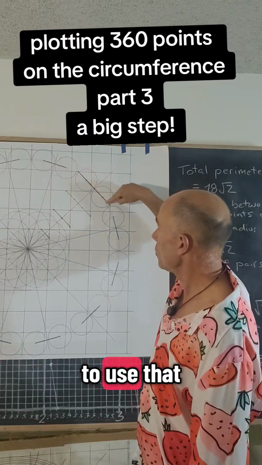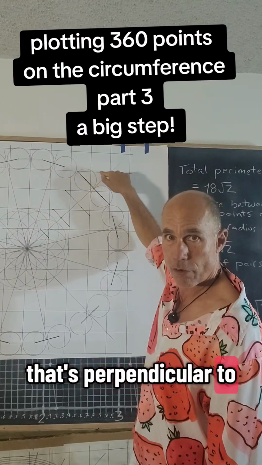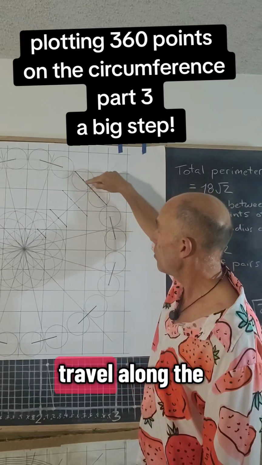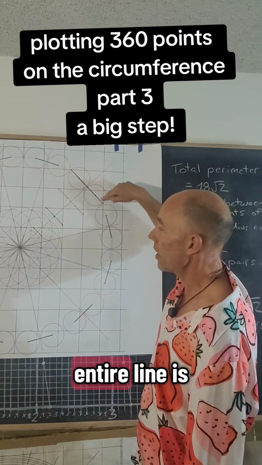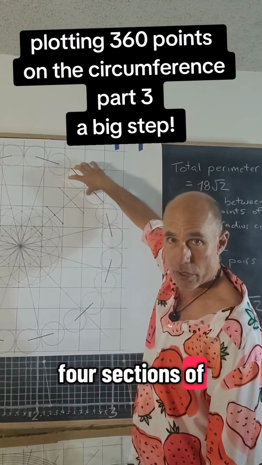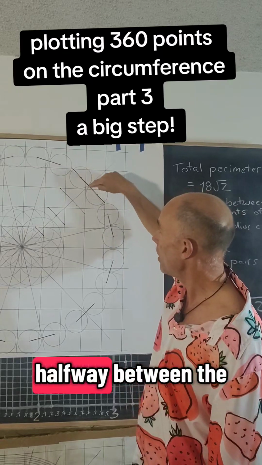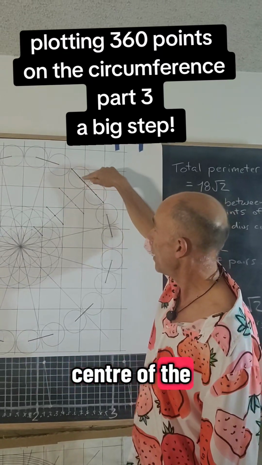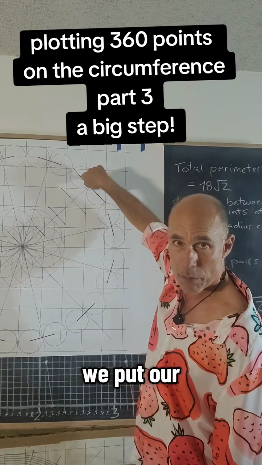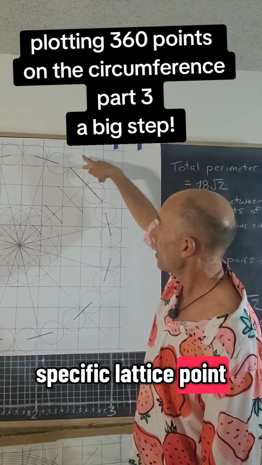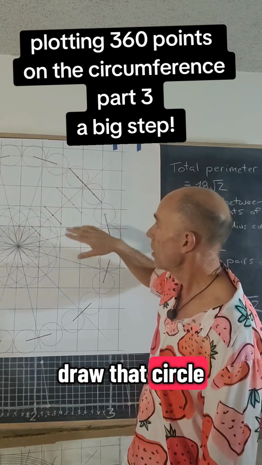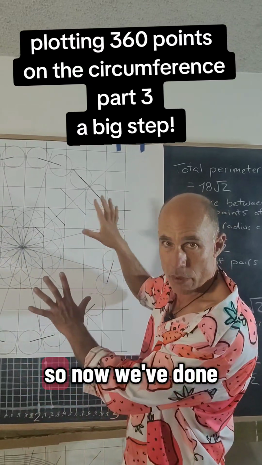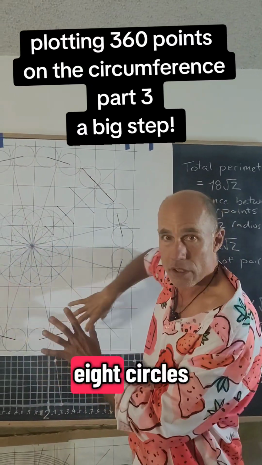We're going to use that straight line that's perpendicular to the 45-degree line. We're going to travel along the distance of 0.5 root 2, remembering that the entire line is 4 sections of 0.5 root 2. So we travel halfway between the center of the line and the end. We put our compass on that specific lattice point and we draw that circle. We do the same thing on this side, draw that circle. So we do that 4 times. So now we've done 8 circles.